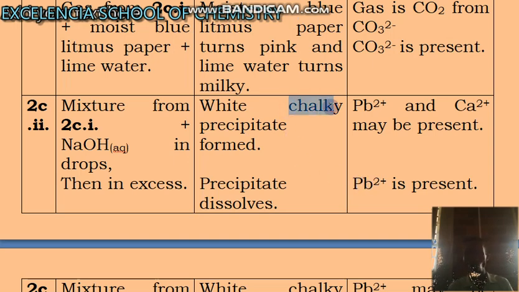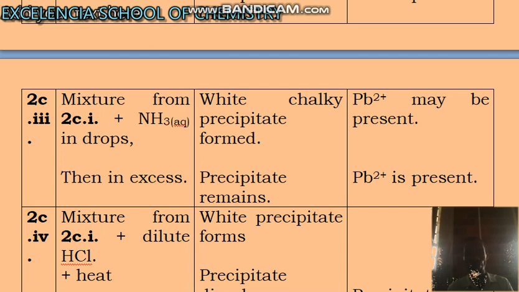But in place of this, you might be asked also to use the same solution, to use aqueous ammonia in drops, then in excess. You make a similar observation, white chalky precipitate. Yes, that shows that lead(II) ion is present, or may be present. When in excess, the precipitate will remain. At this point, you might confirm lead(II) ion. But you might still be asked to carry out further exercises on this.